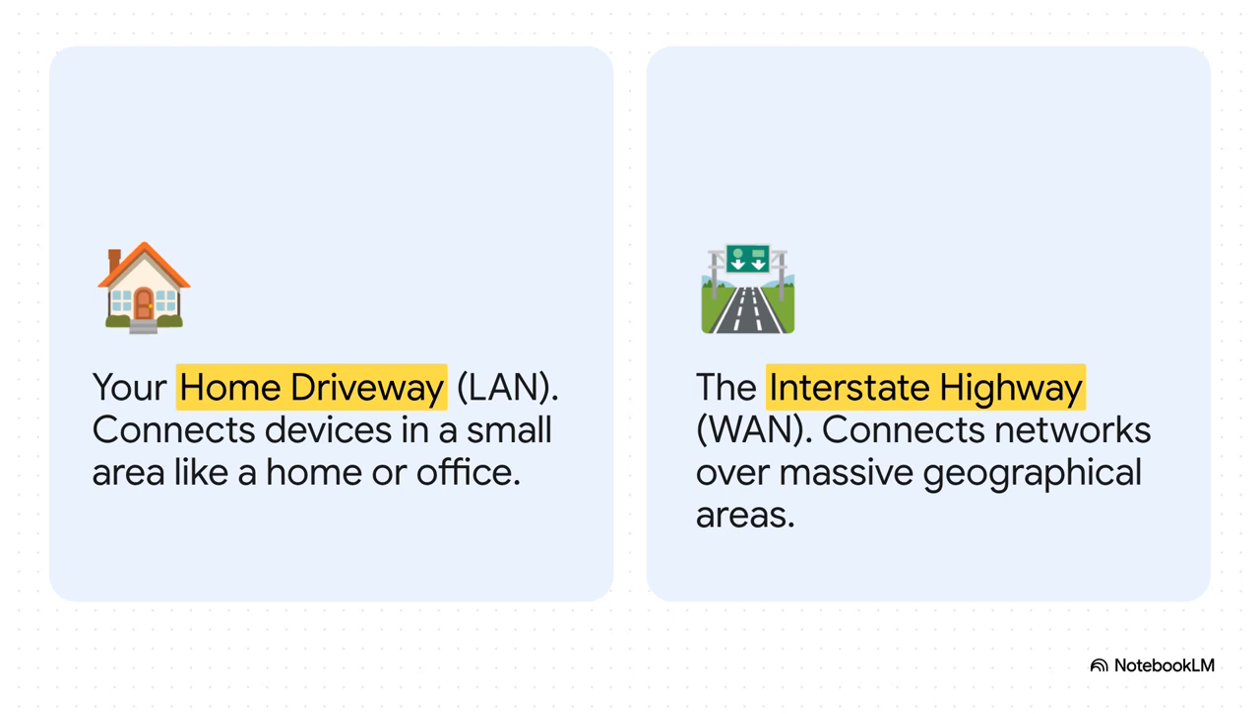The packet's journey begins right where you are, probably, on a LAN, a local area network. This is your home's driveway. It connects your computer, your phone, your smart TV, all that stuff. But you can't get very far just rolling around in the driveway. To actually go somewhere, it's got to merge onto the WAN, the Wide Area Network. Now that's the interstate highway system of the internet, the thing that connects whole cities and even countries.